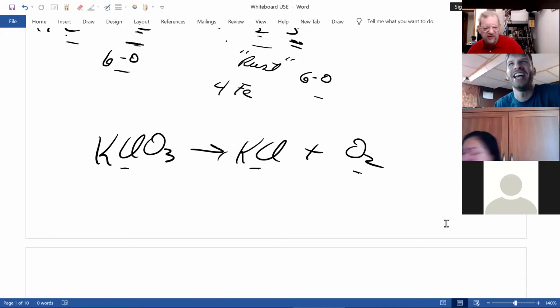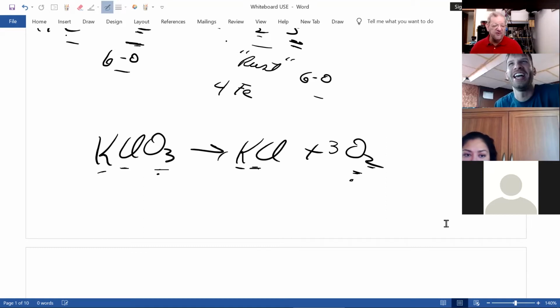All right, look at the balanced chemical equation. We have 1 potassium, 1 potassium. That looks good. 1 chlorine, 1 chlorine. So far, real good. 3 oxygen, 2 oxygen. Notice this side is odd, this is even. So what do you do? Multiply the 3 times 2, you get 6. 2 goes into 6 how many times? 3. 3 goes into 6 how many times? 2.